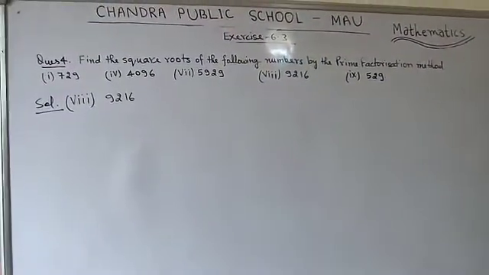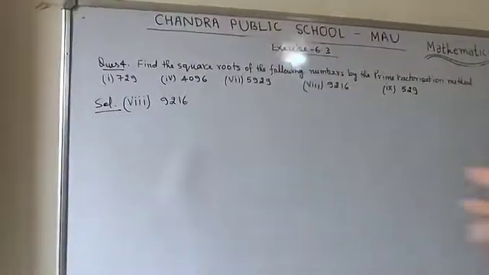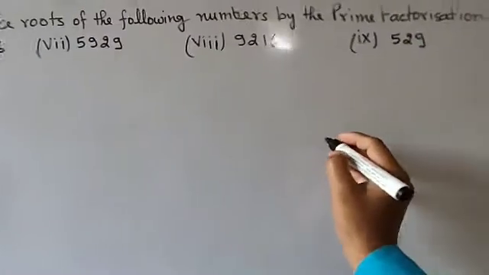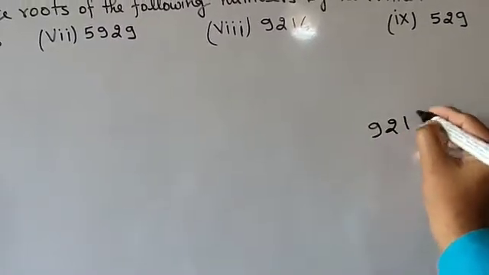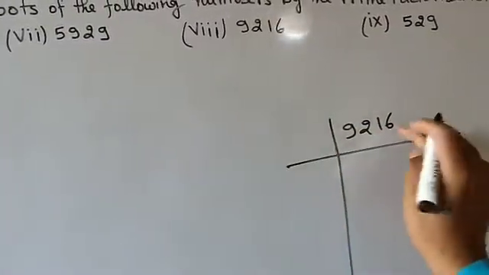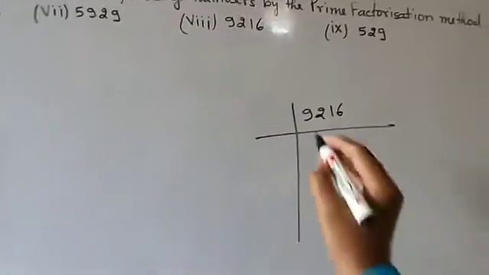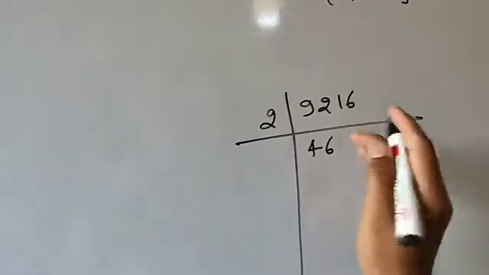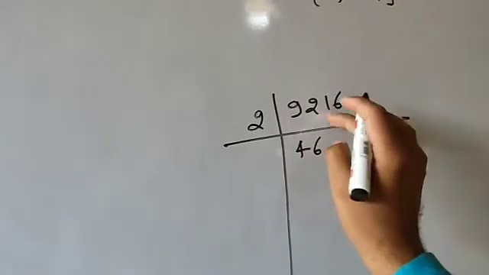Now students, I am going to find the next, the 8th part of the question, that is 9216. Again you need to first find the prime factors of this number. Here the unit place is 6, so it will be divisible by 2. So divided by 2, 2 times 4 is 8, 2 times 6 is 12, and after that you will put the 1.